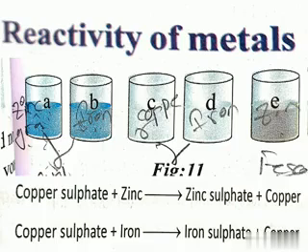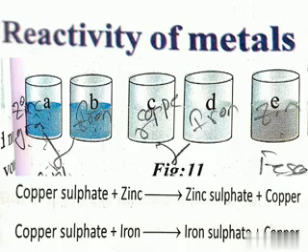Next, put zinc granules in beaker A, put an iron nail in beaker B, put copper turnings in beaker C, put copper turnings in beaker D, and put iron nails in beaker E. Next, leave the beakers undisturbed. Leave the beakers like that only, don't disturb them.